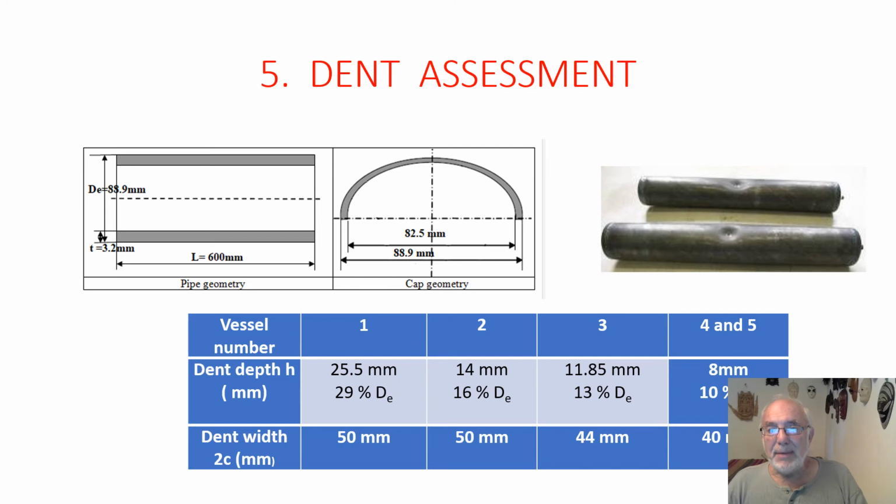Now we look at dent assessment. To do that, we make several tests on a pipe of a diameter 89 mm and a thickness of 3.2 mm. At the end, the pipe is covered with a cap in order to keep the service pressure. 5 tests have been made with 4 dent depths: 29% of the external diameter, 16%, 13%, and 10%.